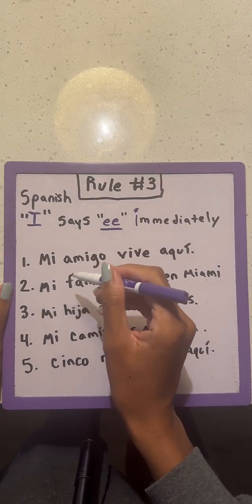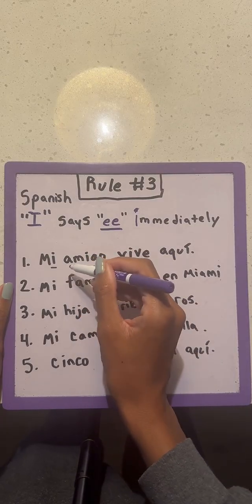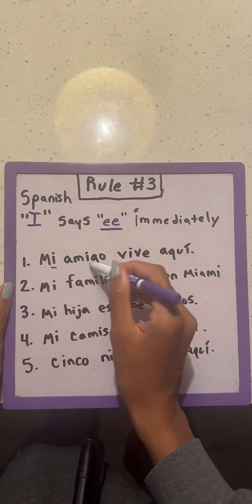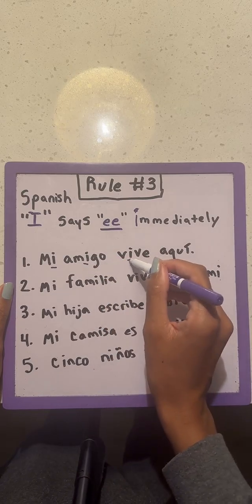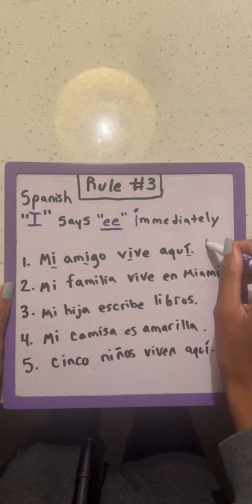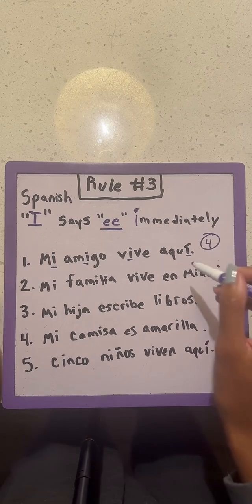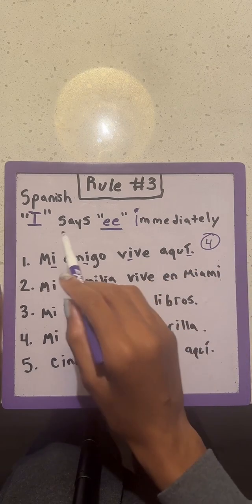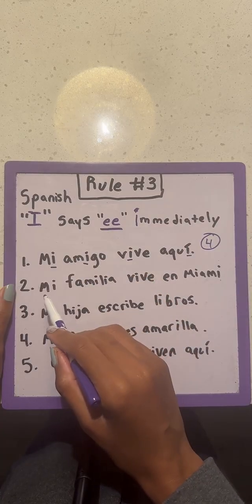Let's see. Let's count it out. Vamos a contar. Mi. Okay. Uno, dos, tres, cuatro. Yep, good job. So you all have been able to correctly identify this sound 4 times. Now, okay, look at the second one.